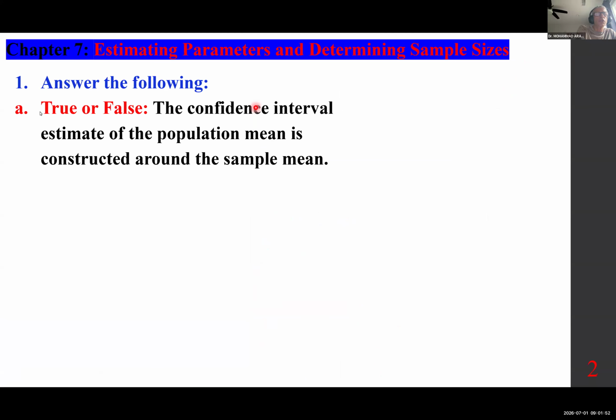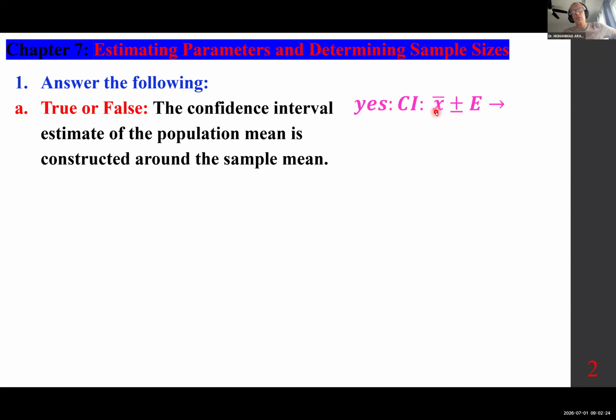So I want to answer the following questions: true or false? The confidence interval estimate of the population mean is constructed around the sample mean. Well, that's a true statement. And here's the way the confidence interval, CI for short, looks. It's X bar plus minus E. In other words, you start with the sample mean.